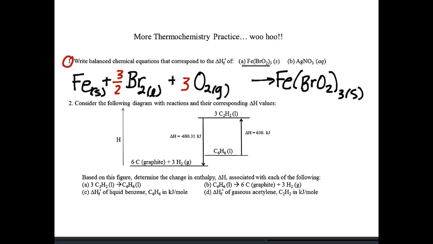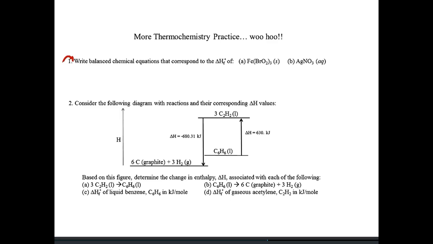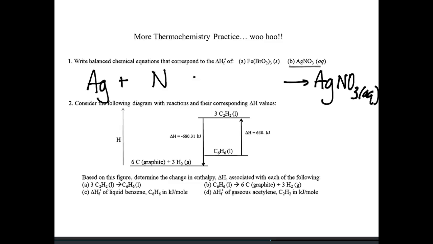And that's done. Now if we move on to silver nitrate, we're going to write AgNO3 aqueous as the product. And then the arrow, we're going to divide that up into its elements. There are 3: silver, nitrogen, and oxygen. Silver solid is the standard state of silver. N2 gas is the standard state of nitrogen. And O2 gas is the standard state of oxygen. We need a 1/2 in front of the nitrogen, and we need a 3/2 in front of the oxygen to make that balanced.